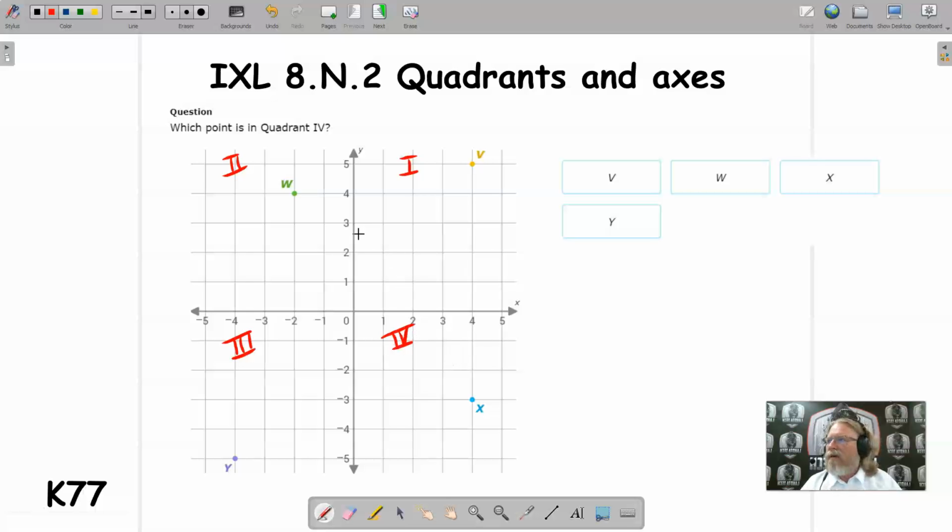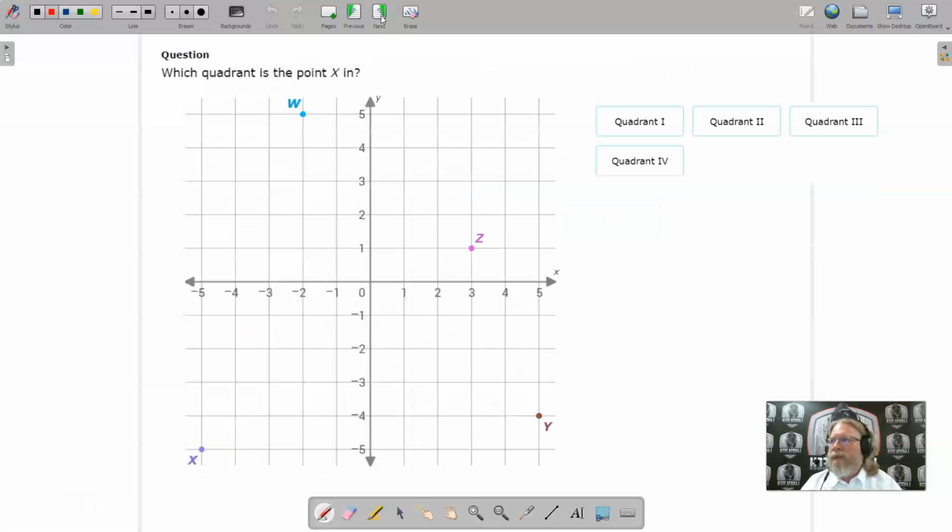So which point is in Quadrant 4? We see that in this case it is point X. So X is the point in Quadrant 4. Going on, which quadrant is the point X in this time? So we have X down here. Remembering this is 1, this is 2, this is Quadrant 3, and this is Quadrant 4, we see that indeed point X is in Quadrant 3.